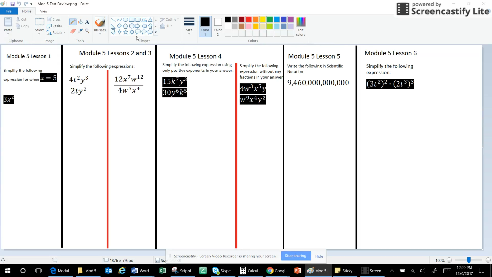If you need additional help on some problems, make sure you go to the live lessons. Make sure you're calling your teachers for help. Let's look at Module 5, Lesson 1. It says, simplify the following expression for when x equals 5.